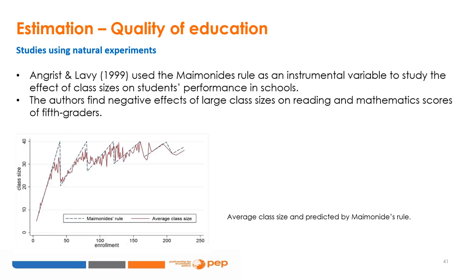We now analyze studies that use natural experiments to examine how school characteristics impact students' learning. Angrist and Lavy, 1999, used the Maimonides rule as an instrumental variable to study the effect of class sizes on students' performance in schools. This rule, used in Israeli schools, establishes that class sizes cannot exceed 40 students, and when enrollment reaches 41, class sizes must be split into two. With this rule, class sizes vary monotonically with total enrollment in a specific grade, generating a credible instrumental variable for class size that would otherwise be correlated with unobserved determinants of student learning. The authors find negative effects of large class sizes on reading and mathematics scores of fifth graders.